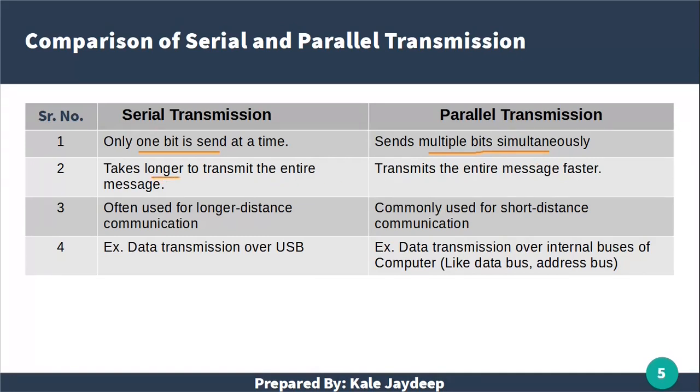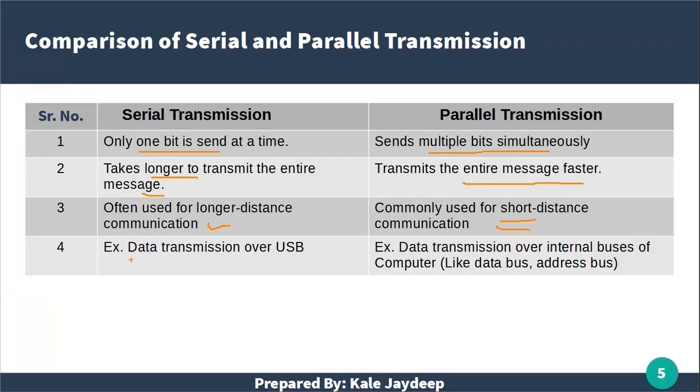Serial transmission takes more time to transfer the entire message, as we are transferring data bit by bit. To transfer the entire data, obviously we will require more time in case of serial transmission. But in parallel transmission, we are transferring multiple bits, so the message will be transmitted in less time. Serial transmission is often used for longer distance communication, and parallel transmission is used for short distance communication.